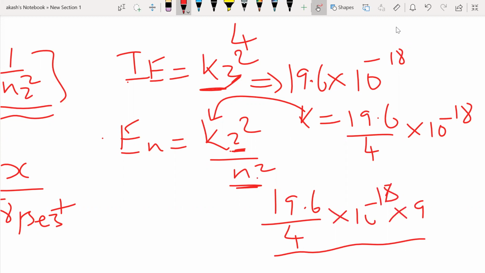Again a straightforward question. Two formulas you have to use: one for ionization energy to find the k, and then use it in the equation for the energy of the nth stationary orbit. Okay, now go for the 15th question.